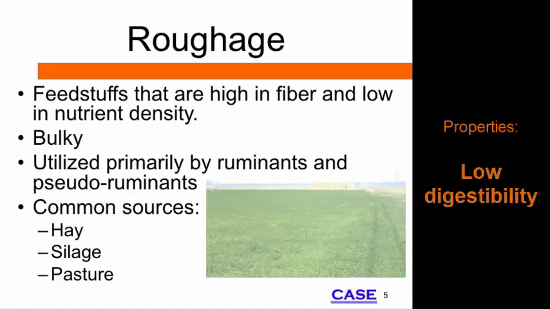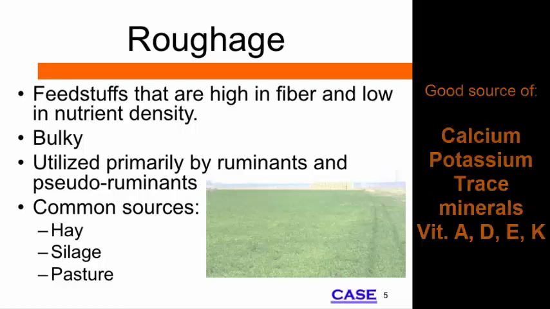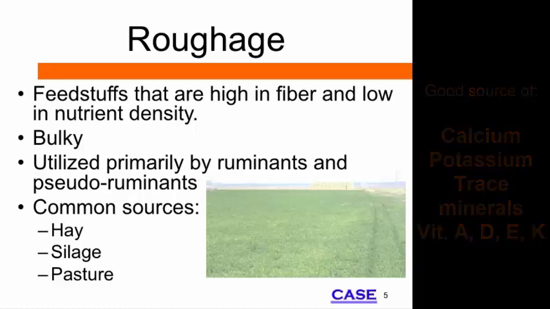In the body, roughages have low digestibility due to lignin content. In monogastrics or simpler stomachs, roughages may be indigestible. This is why humans are unable to digest most grass plants. Roughages tend to be a good source for calcium, potassium, trace minerals, and fat-soluble vitamins.